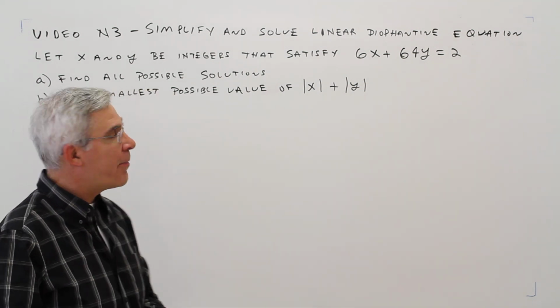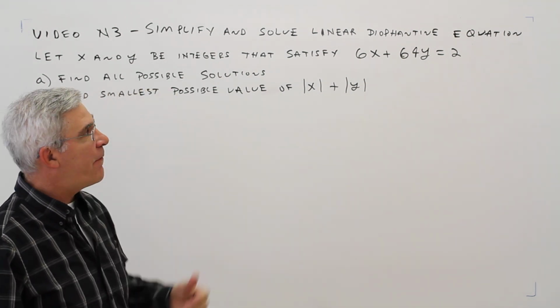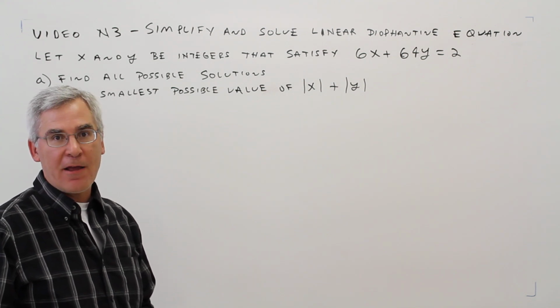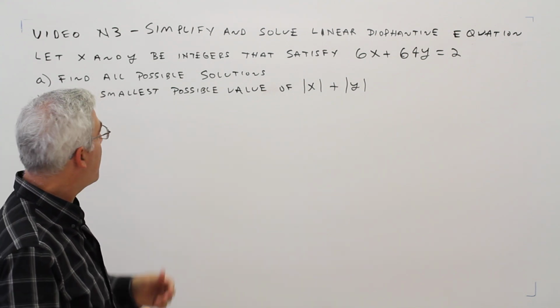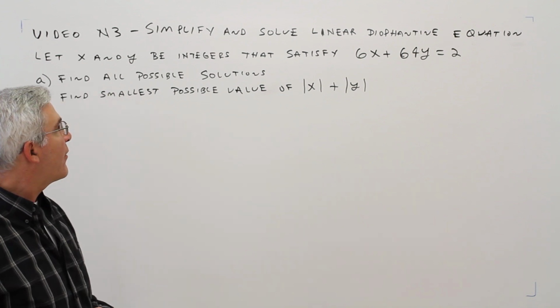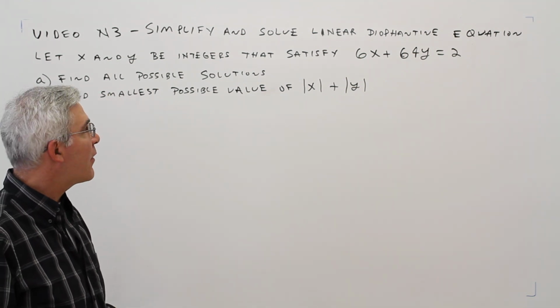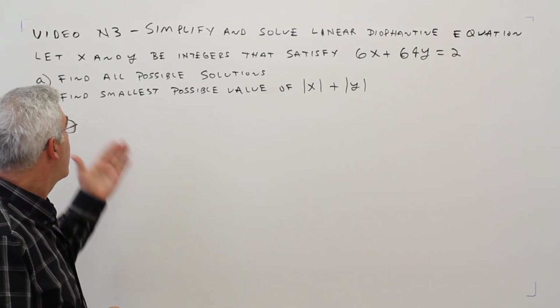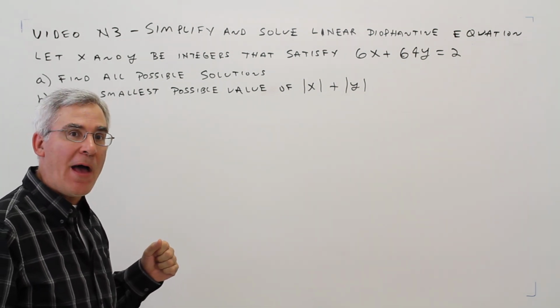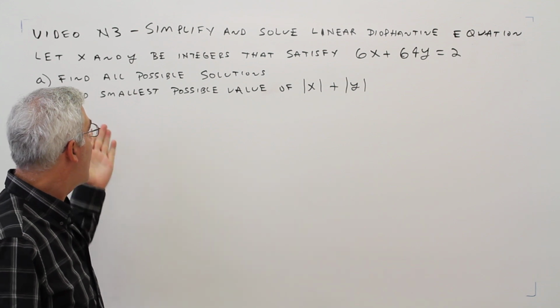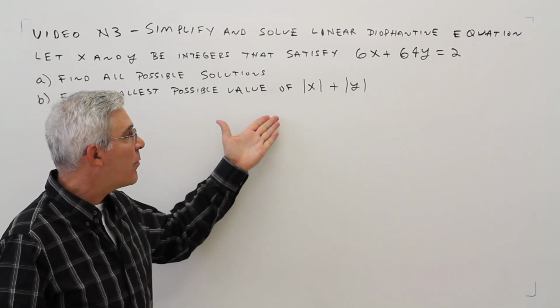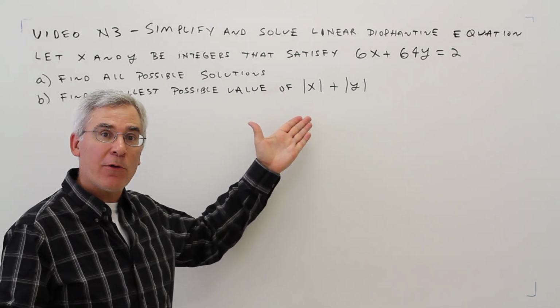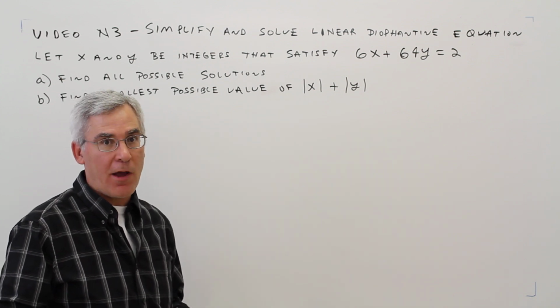Welcome to video N3, where we're going to simplify and solve a linear Diophantine equation. Here's the problem. Let x and y be integers that satisfy 6x plus 64y equals 2. First, find all the possible integer solutions, then find the smallest possible value of the absolute value of x plus the absolute value of y.